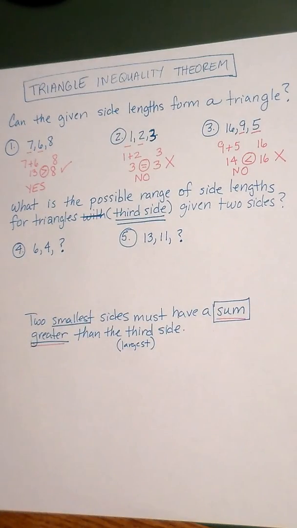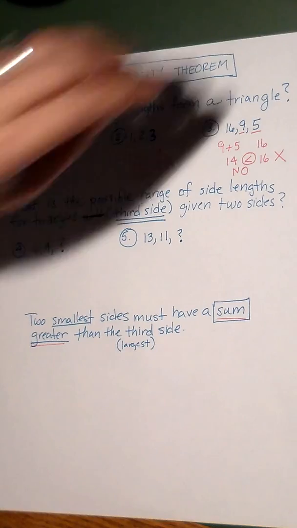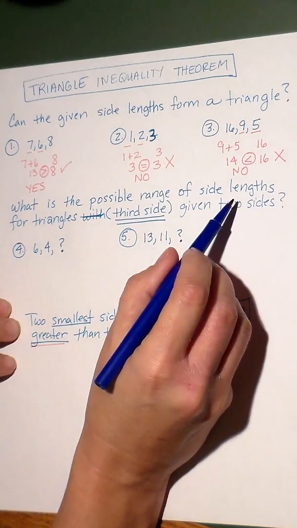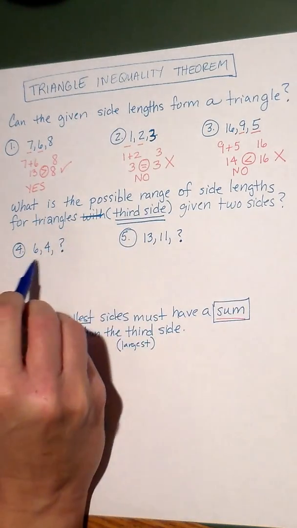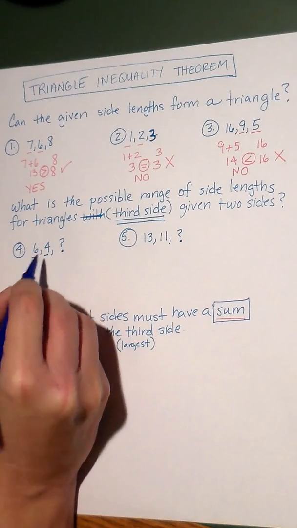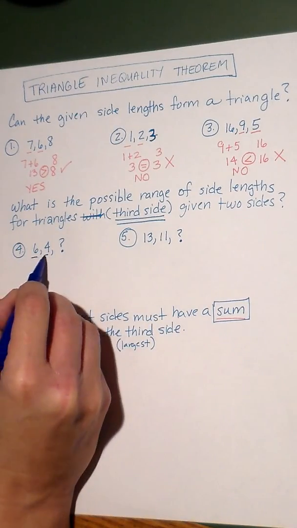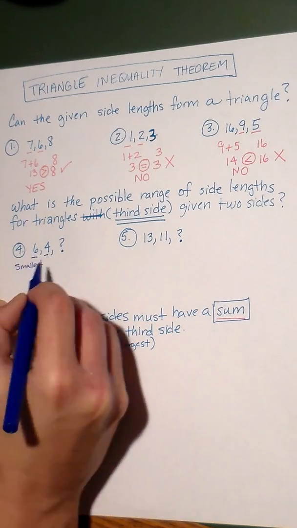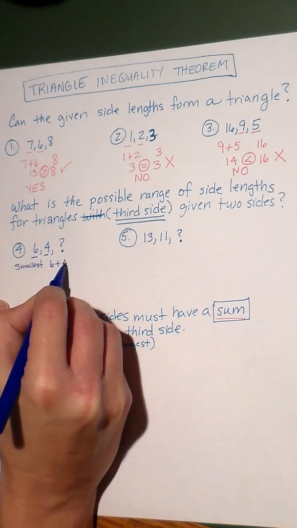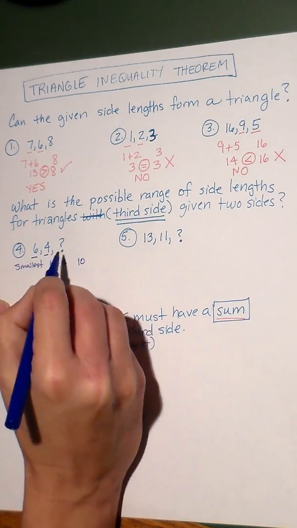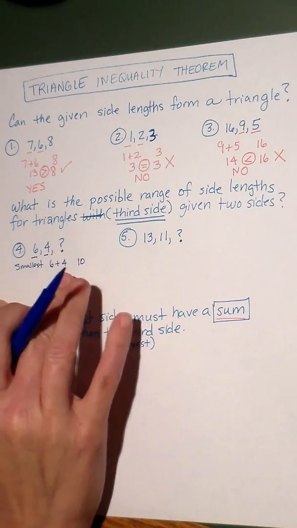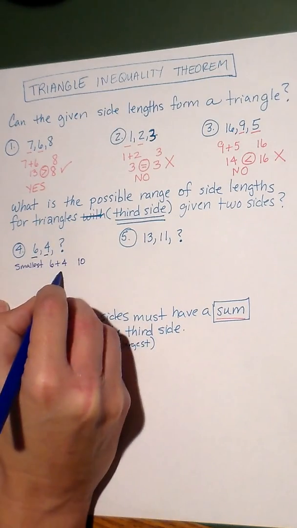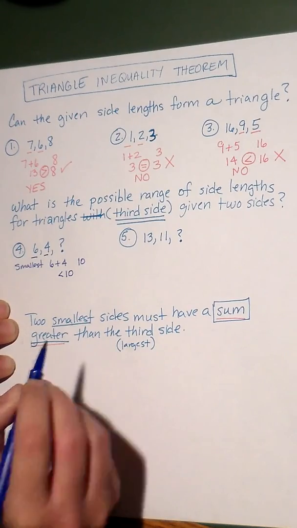So let's look at number 4, and it's going to be looking at finding a range. We're given these two triangles, and the question is: what is the possible range of the side lengths for the third side, given that these are the first two? Well, the first thing we're going to look at is, let's say these are the two smallest. So if 6 and 4 are the smallest, what's 6 plus 4? It's 10. So the third side has to be smaller than 10.